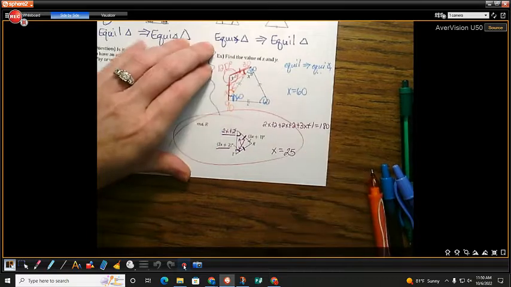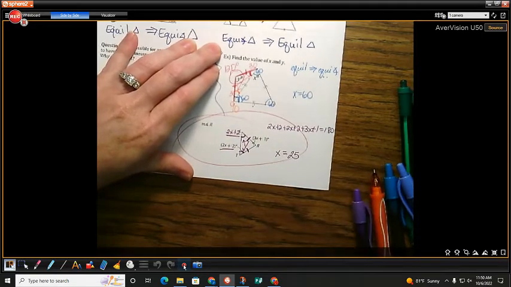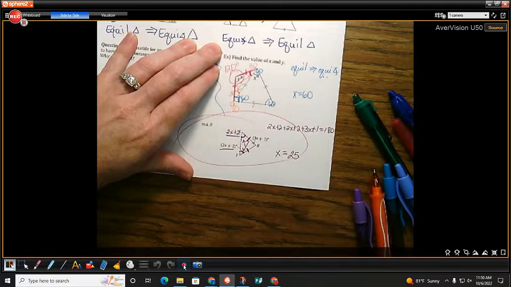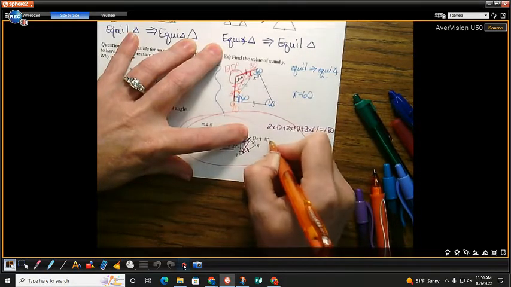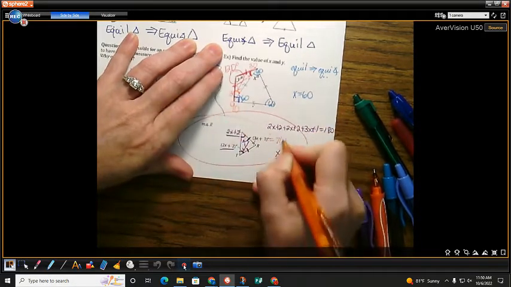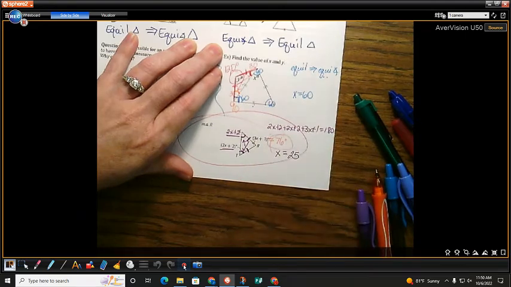25? Yep. And if you left it there and you were done, you'd be wrong because that's not what it said to do. That's just part way. How am I going to find angle R? Plug it in, substitution property. So 3 times 25 is 75 plus 1? 76 degrees.